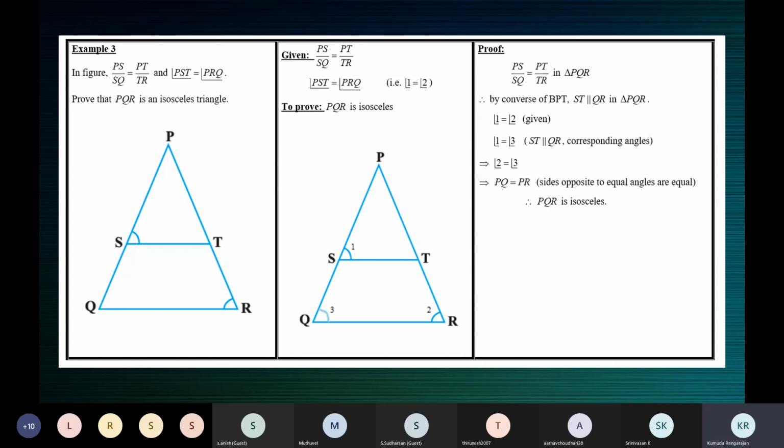Please go through the proof. Come from the question given, what is given, what is to be proved. Read everything carefully.